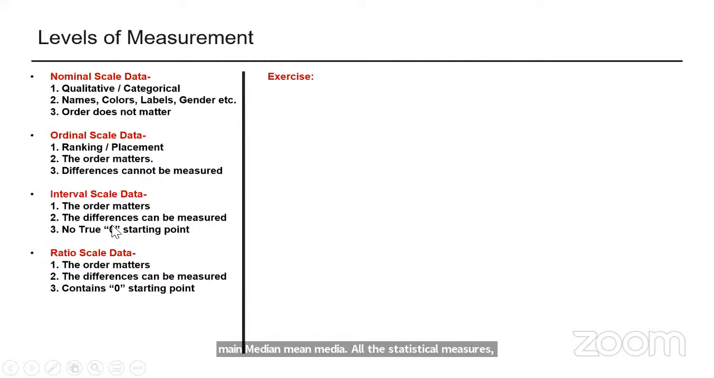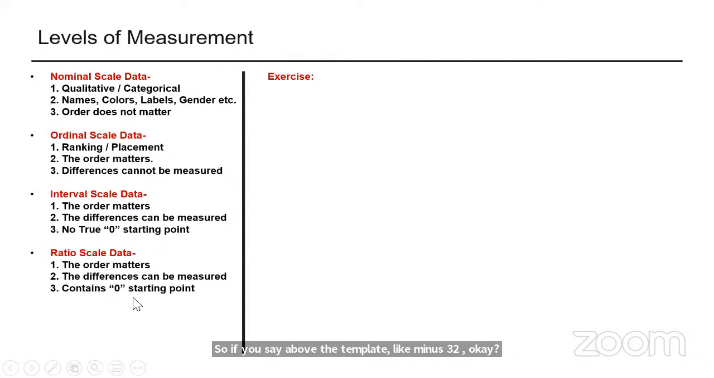Interval data means there is no zero starting point, so the data can be negative. The order also matters. If you talk about temperature, like minus 30 degrees centigrade to minus 20 degrees centigrade, that is interval scale data. The differences can also be measured.